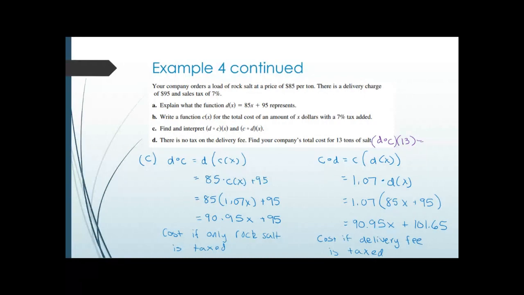And now I'm going to plug 13 into the equation, and I'm going to just not show the work, but I'm plugging 13 in for x, so it's 90.95 times 13, then plus 95. And that gives us 1277.35. Squeezing that in there.